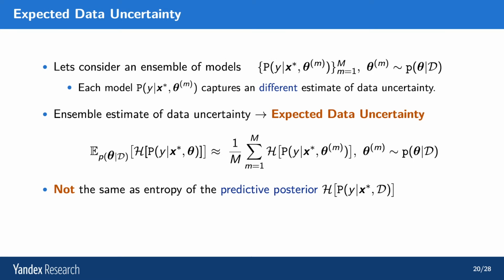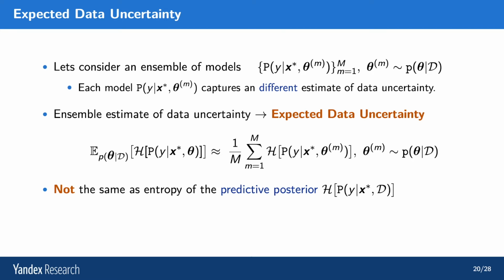Now, if we consider the entropy of each individual model in the ensemble, so we model the expected entropy, or we just model the entropy of each model and then average the entropy across all models in the ensemble, we will have an average estimate of data uncertainty, or the expected data uncertainty. This is in general not the same as the entropy of the predictive posterior, although they can still coincide if the ensemble is consistent.